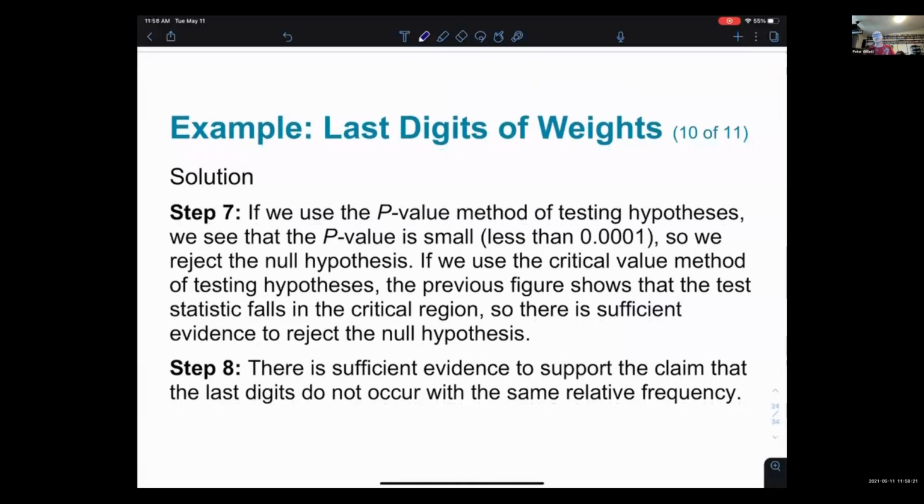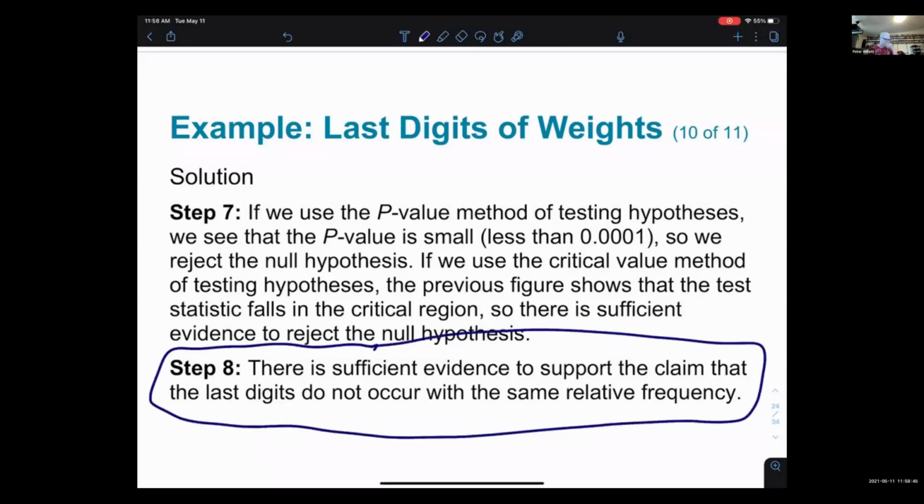Now, of course, we would have just compared the p-value to the significance level and said the p is low, so the null must go. As it states here, if we use the p-value method, the p is low, the null must go. If we use the critical value method, the test statistic was well beyond the critical value needed. Either way, the conclusion is there's sufficient evidence to support the claim that the last digits do not occur with the same relative frequency. We reject the null hypothesis, which is that they were equally likely, and instead, no, they did not look like they were equally likely.